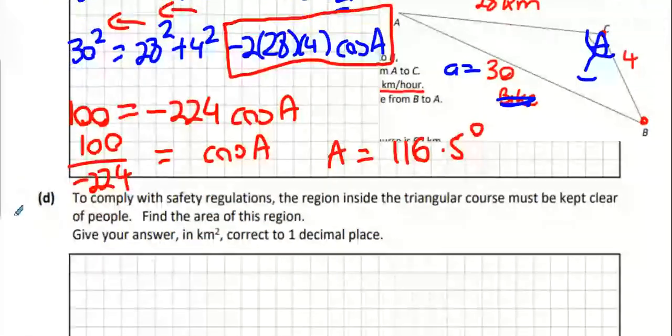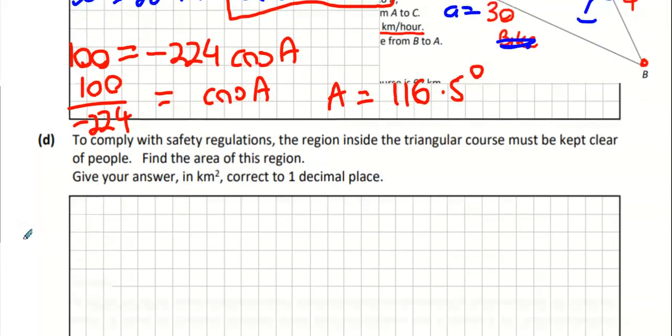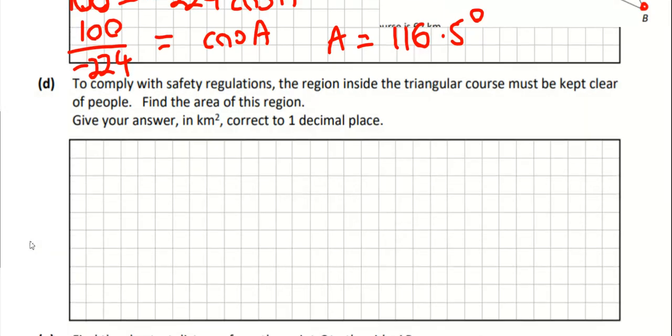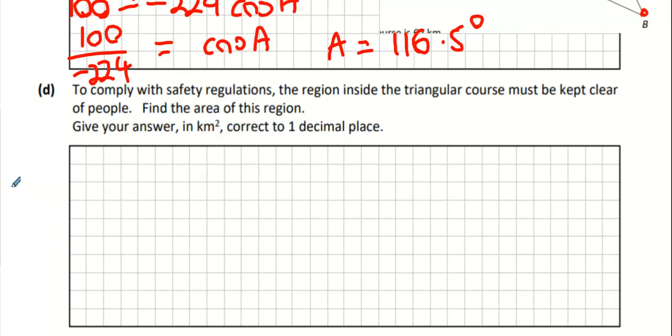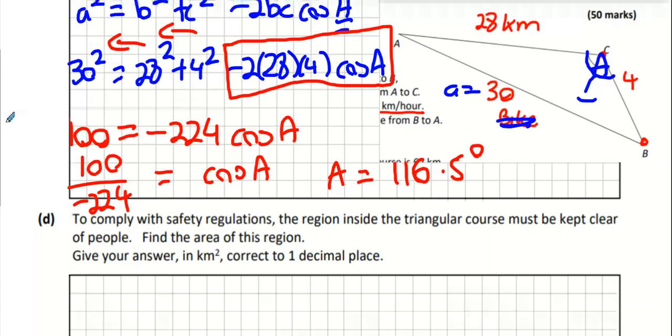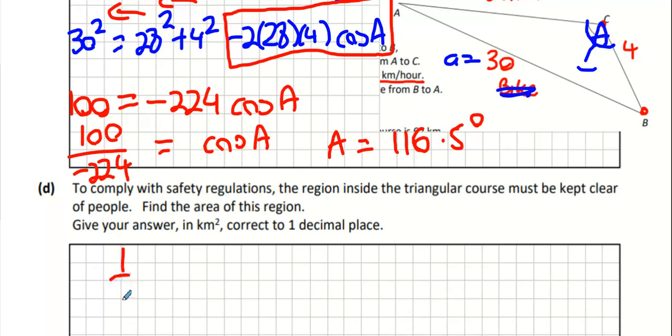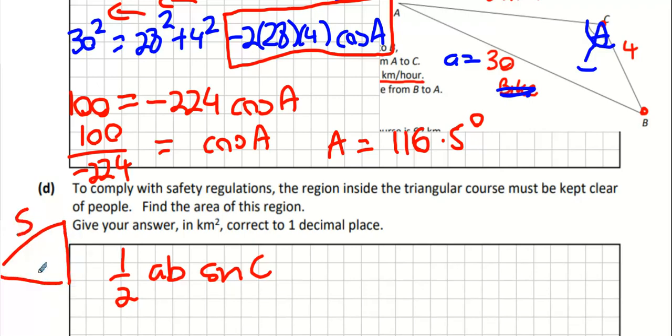To comply with safety regions, the region inside the triangular course must be kept clear of people. Find the area of this region. Alright, it's the area of a triangle. So that's a half ab sine C. You can use any two sides and the angle in between.